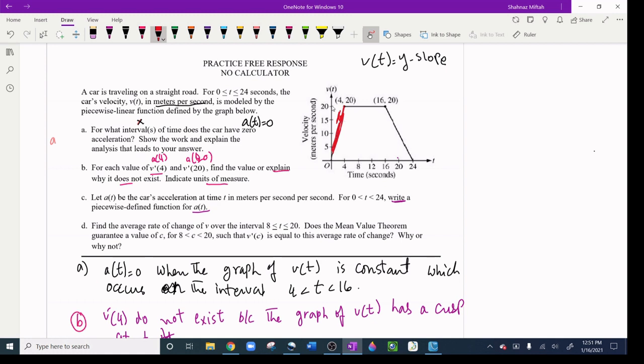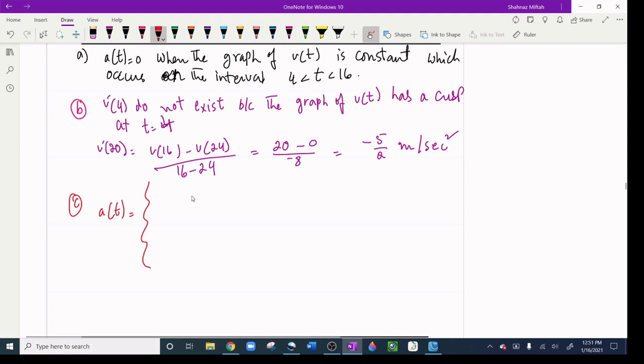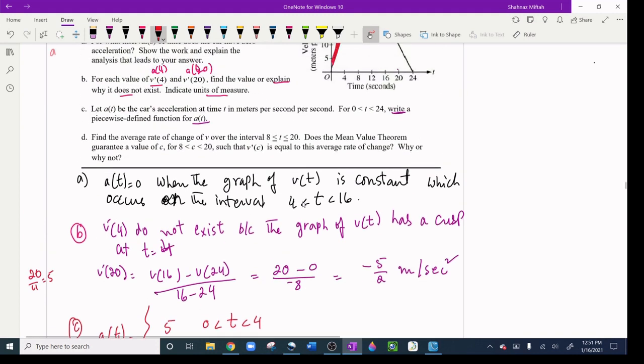How many times am I rising? I'm rising 20, and I'm running 4. So 20 over 4, when we simplify, gives me 5. So this one is 5. What are the restrictions? The restriction is 0 to 4. Next one.